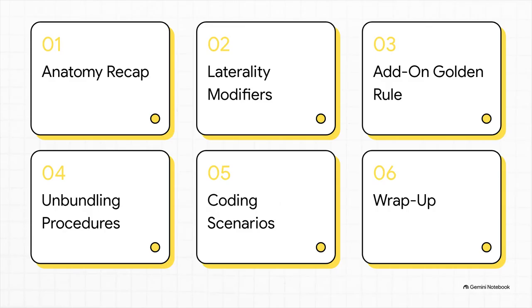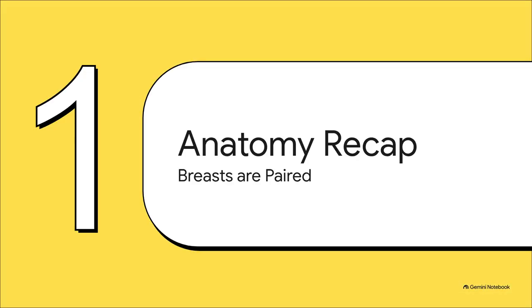Here is a quick look at our roadmap for today's explainer. We'll start with an anatomy recap, move into laterality modifiers, break down the add-on golden rule, tackle unbundling distinct procedures, run through some practical coding scenarios, and then wrap it all up. All right, starting off with Section 1, our intro and anatomical recap.